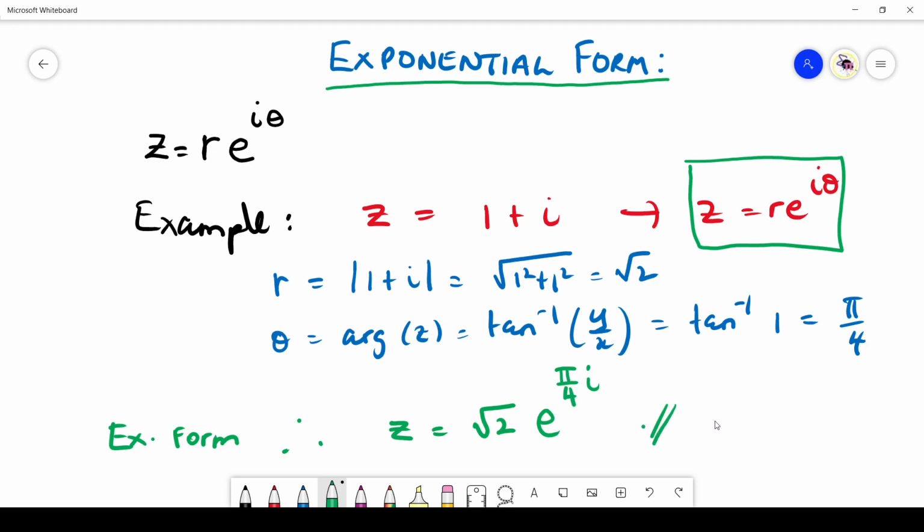And guys, that's it. That's how you would move from the exponential form to the x plus iy form and back and forth. And you can actually move from polar form to exponential form to the x plus iy form in any way they come.